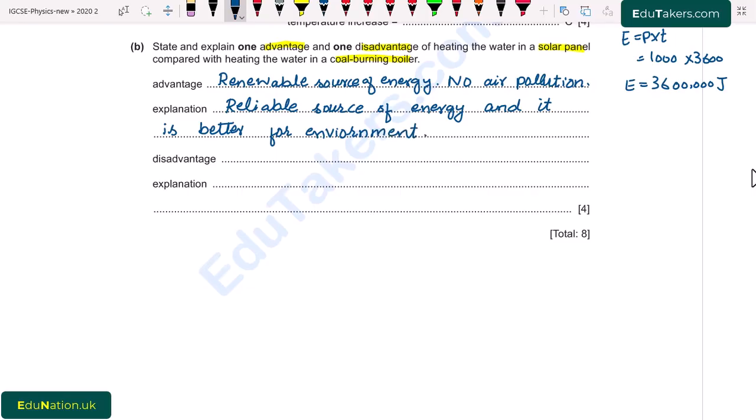Now we have to state the disadvantage of use of solar panel. So we know that it's very expensive and it works only in the daytime, because it works when the radiation from the sun falls over it, then it store energy. But at the night there is no sun, that's why it does not work at night. We can simply say that it is not available at night and it needs a proper roof space.